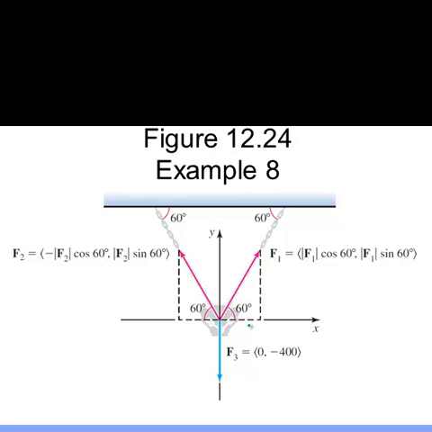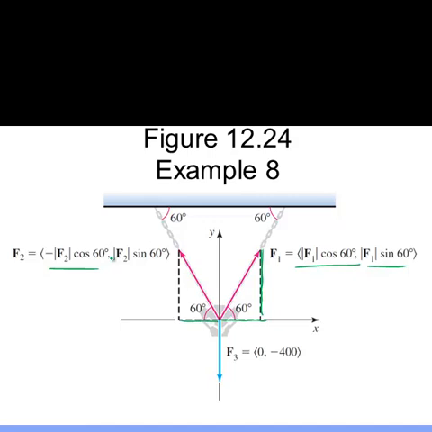So what we'll then do is take the magnitude of F sub 1 times the cosine of 60 degrees. That'll give you the x component of F sub 1. And take the magnitude of F sub 1 times the sine of 60 degrees to give you the y component of F sub 1. And then likewise for F sub 2 over here, take F sub 2 times the cosine, but this will be in the negative x direction. So we have a negative magnitude of F sub 2 times the cosine of 60 degrees.